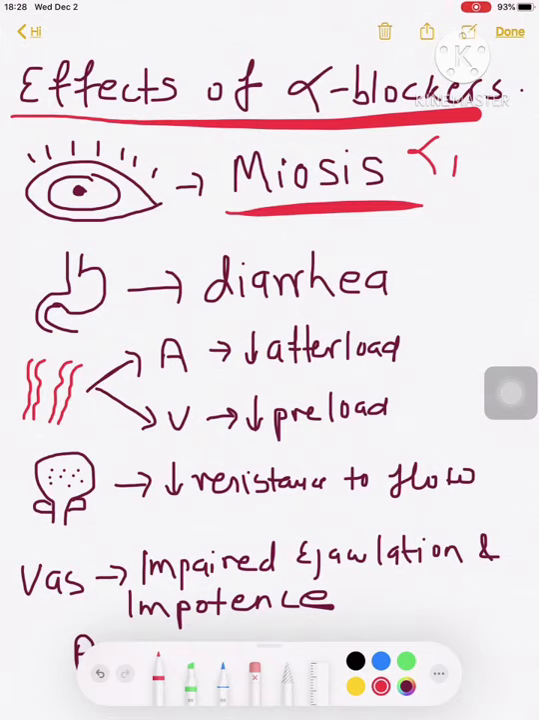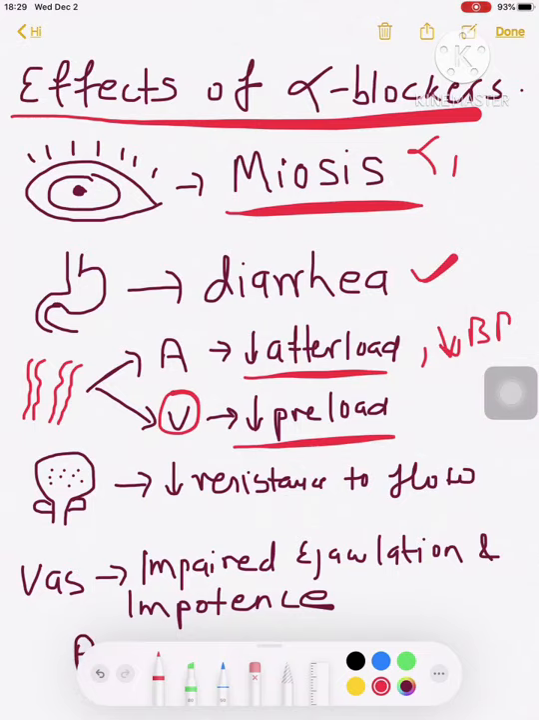Next one is the GI system. These drugs increase the motility of the gastrointestinal tract and also cause relaxation of the sphincters, causing diarrhea. On the blood vessels, if the action is on arterioles, they cause arterial dilation, which decreases the total peripheral resistance, thus decreasing the afterload and the blood pressure. On the venule side, it causes a decrease in the preload.